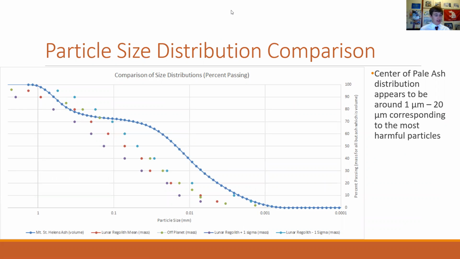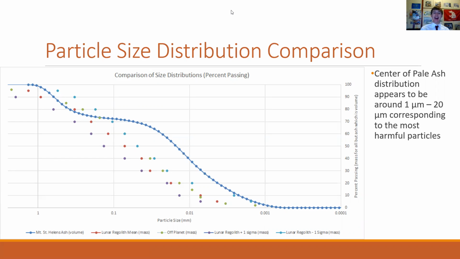Particle size distribution is another essential thing to take into consideration, because the size of the particles really affects how detrimental it is to mechanical systems. Really small particles are much more likely to get into seals and bearings and electronics and affect those than larger particles. And so the Mount St. Helens ash was shifted. It's a bit smaller than the regolith. That's the blue line on this curve versus the other dotted lines. So it's generally a bit smaller, but they're similar.